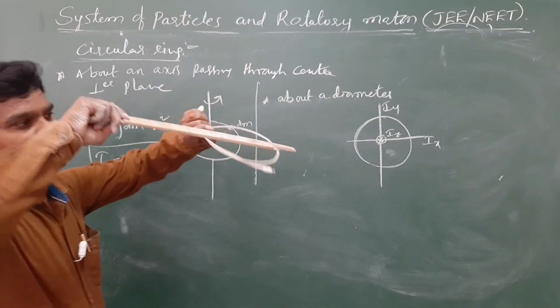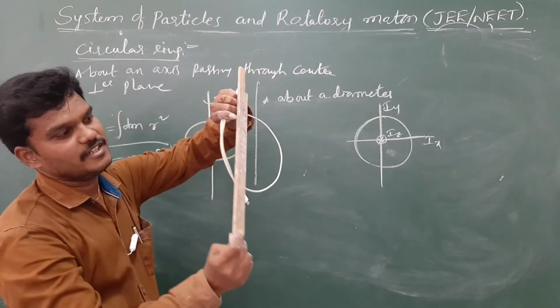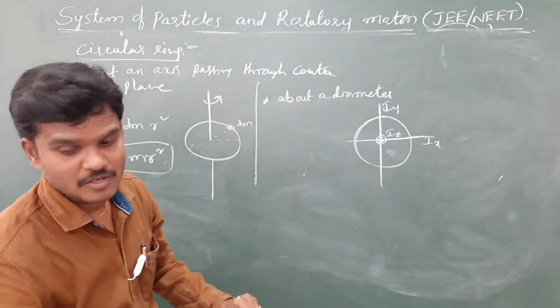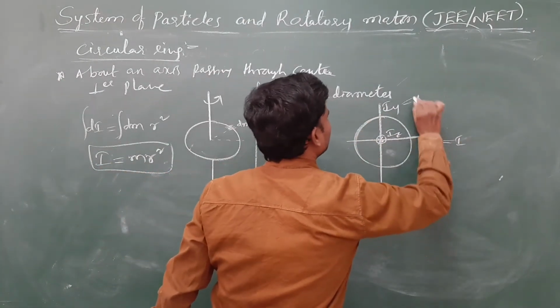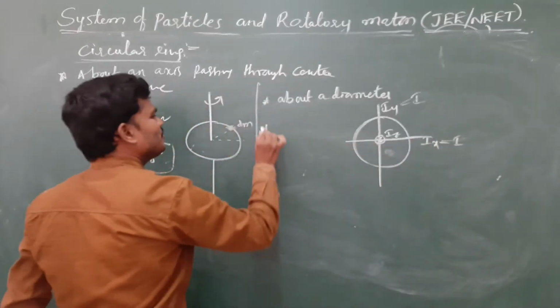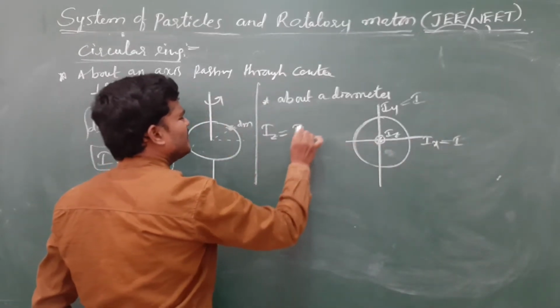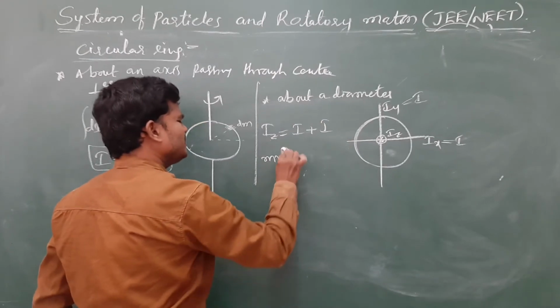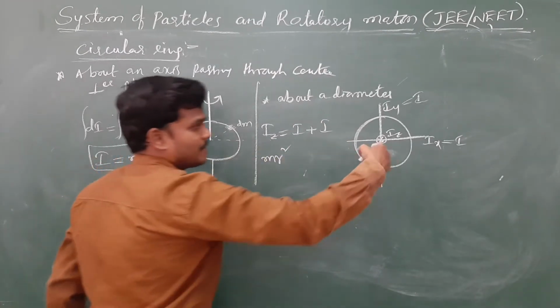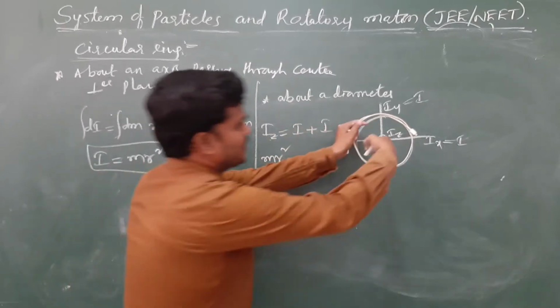IX is the diametrical line. IY is the diametrical line. Due to symmetry, these two are the same. Let us suppose this is I, this is I. The target is this only. From the perpendicular axis theorem, IX plus IY, I plus I, equals IZ, which is the first formula, perpendicular to the plane.